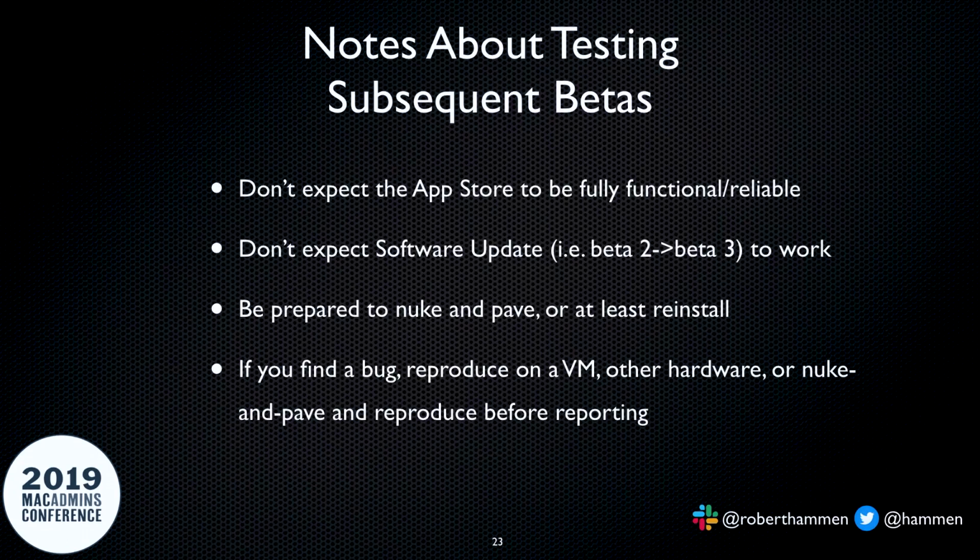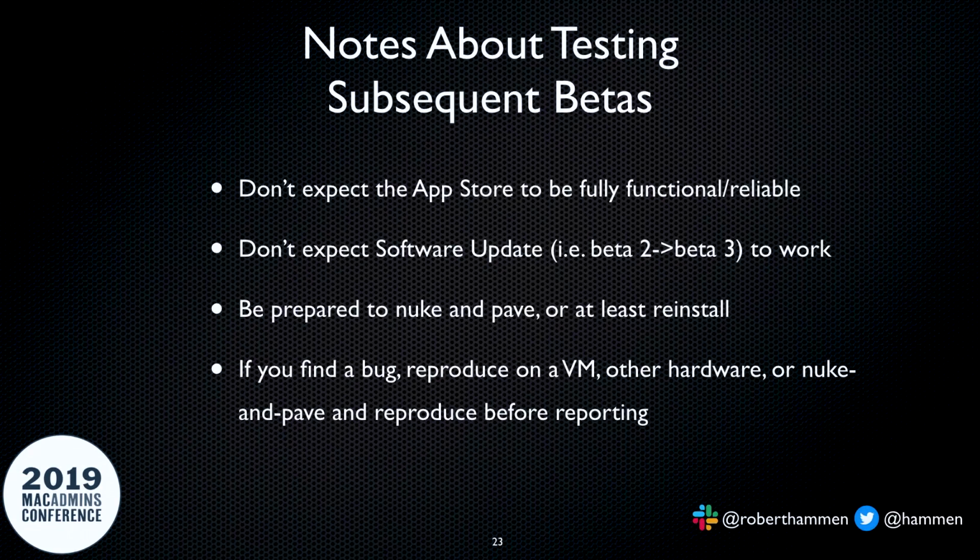So, notes about releasing subsequent betas. First of all, don't expect everything Apple to work correctly. I know a lot of people have had problems with using the App Store to install or update apps on Catalina beta machines. Don't expect software update to do a successful update. I had that problem with beta 2 to beta 3. It would just sit there and hang at a black screen. I ended up re-downloading the beta 3 installer and performing a reinstall. If that didn't work, I was prepared to nuke and pave my test hardware.